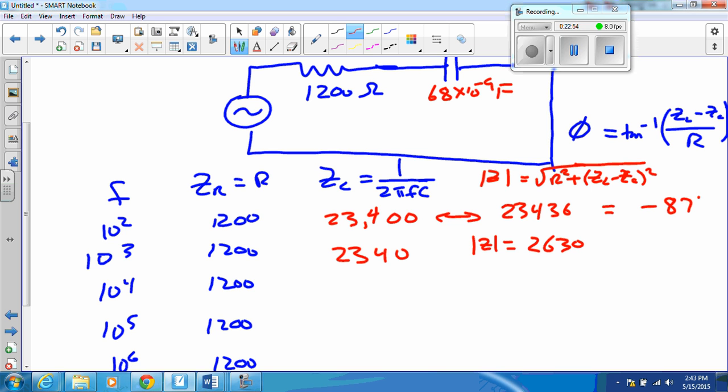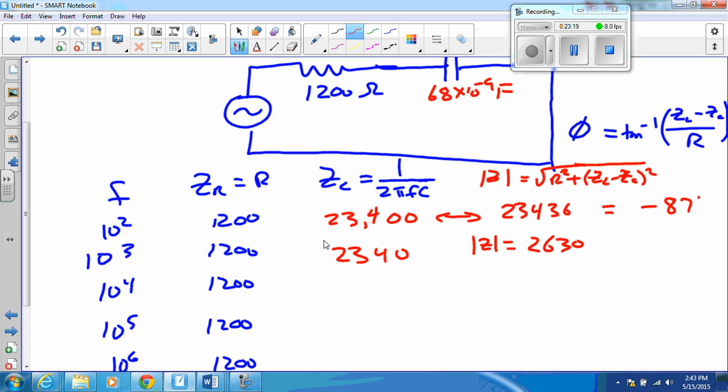which is still closer to the impedance of the capacitor, but it shows much more of an effect of the resistor right there. And that effect is also reflected in the phase angle when I compute the phase angle of the inverse tangent of 2340 over 1200, not forgetting my negative sign.